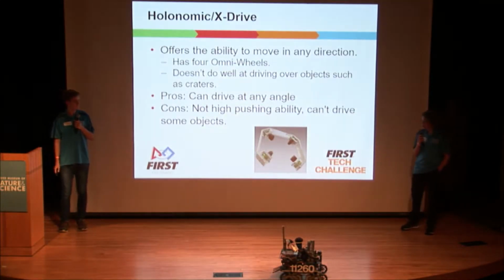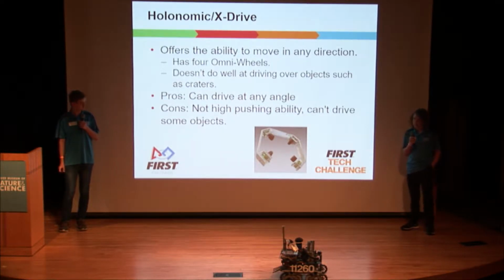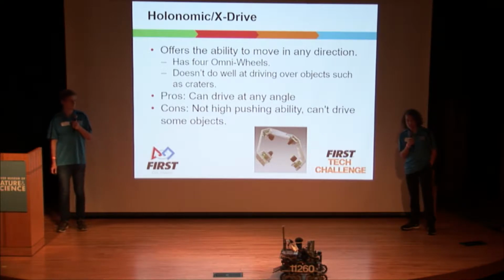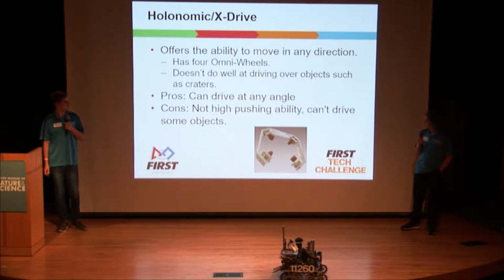Next we have the holonomic or X drive. This base has 4 omni wheels, one in each of the 4 corners of the robot, angled at 45 degrees, so this allows your robot to move in any angle. Though the problem with this drive is that it has less pushing power, and it has less ability to drive over some objects.